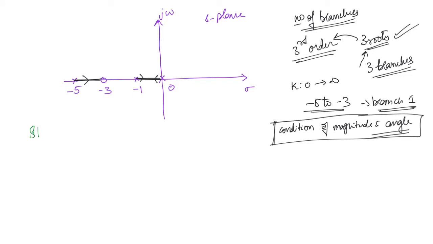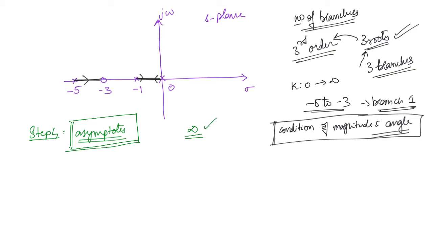The next step, step 4, we will deal with the asymptotes. So what are asymptotes? Some of the branches of the root loci may tend to infinity. They may have infinite values. And these asymptotes are the straight lines which the root locus will follow in case they are tending to infinity. So when will this case arise?